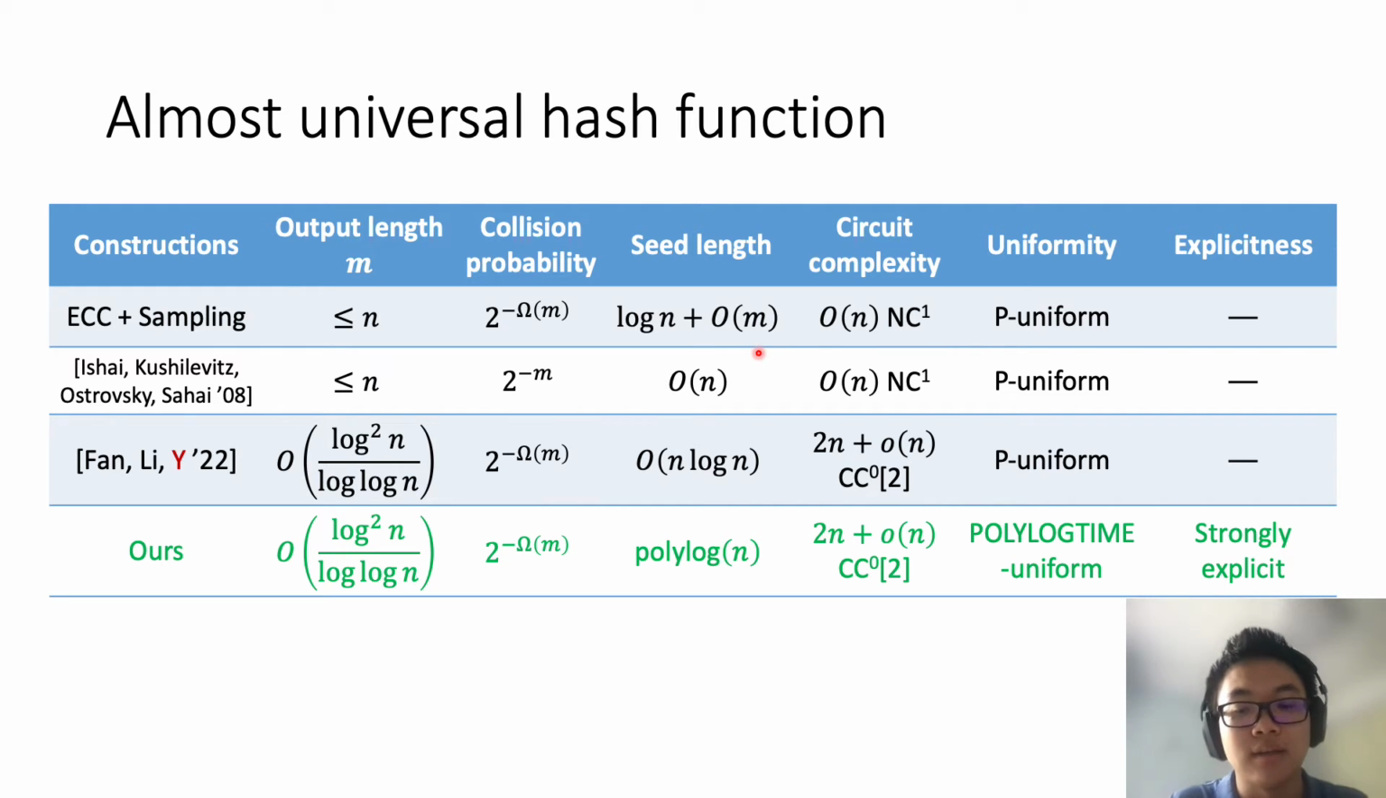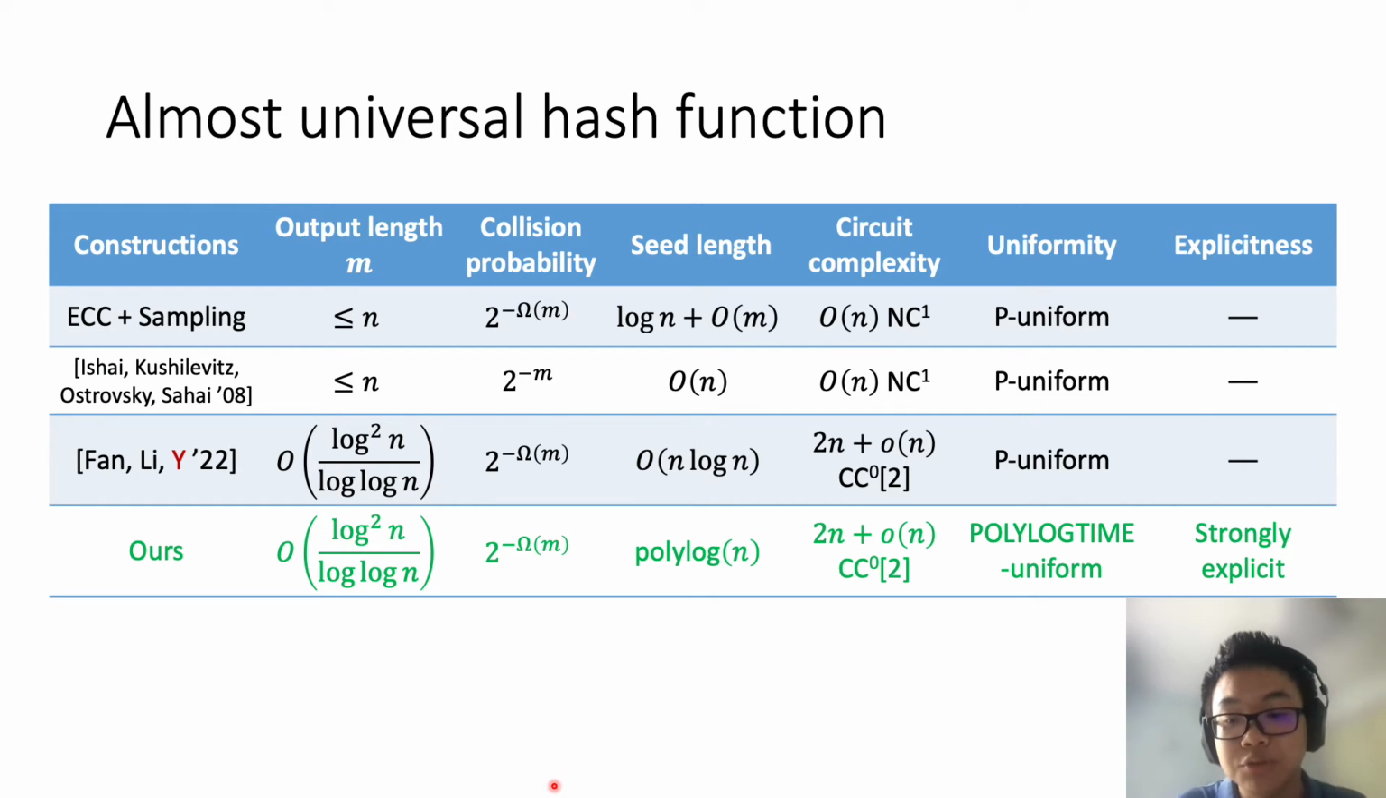A very elegant construction is given by Ishai, Kushilevitz, Ostrovsky, and Sahai in 2008 of perfect universal hash functions while preserving the linear circuit size. Their construction needs linear seed length, and this seems unavoidable for universal hash functions. About the explicitness, they did not mention explicitly whether their construction is strongly explicit or not, but since it is based on the error-correcting code by Spielman, we think it is not very likely to be strongly explicit.